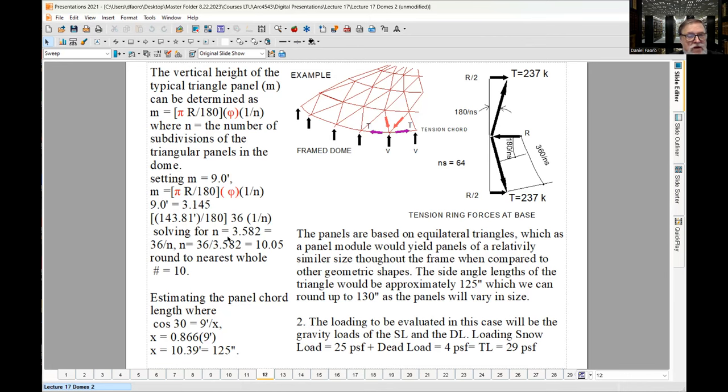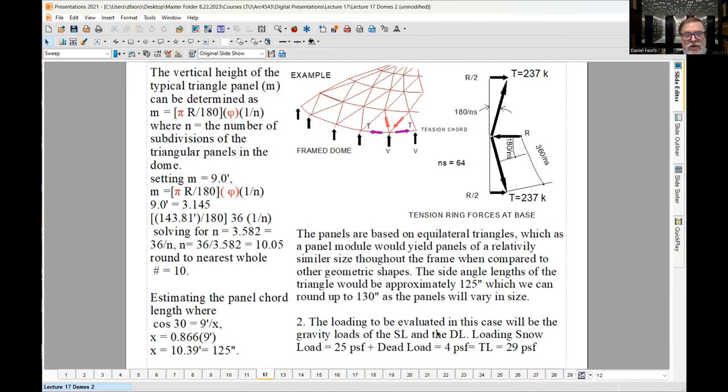So running our numbers down, we solve for N at 3.582, and N is 36 divided by 3.582. And so roughly we've got 10 of these elements, 10.5 here for M. The panel chord length, cosine 30 is 9 feet divided by X. X is about 10.39 feet, and we've got roughly 125 inches for length. Panels are made of equilateral triangles, meaning internal angles are all roughly 60 degrees. The side lengths of the triangles would be, again, 125 inches. You can round that up to 130 inches because even though the formula suggests the geometries are equal-sized triangles throughout, they're not really. They're going to be larger and smaller, so we'll round it up.